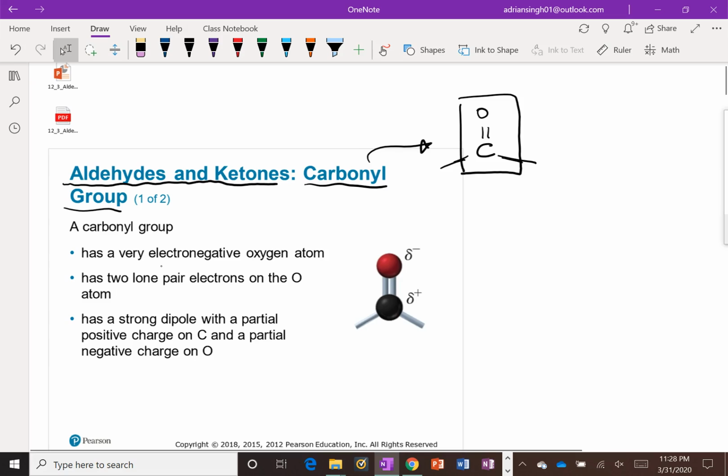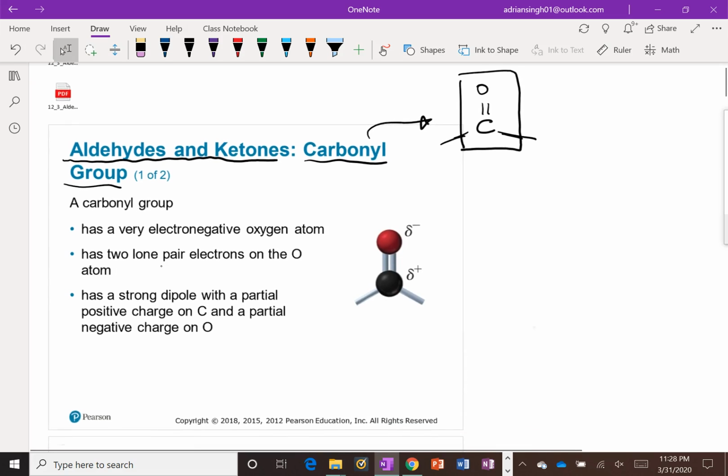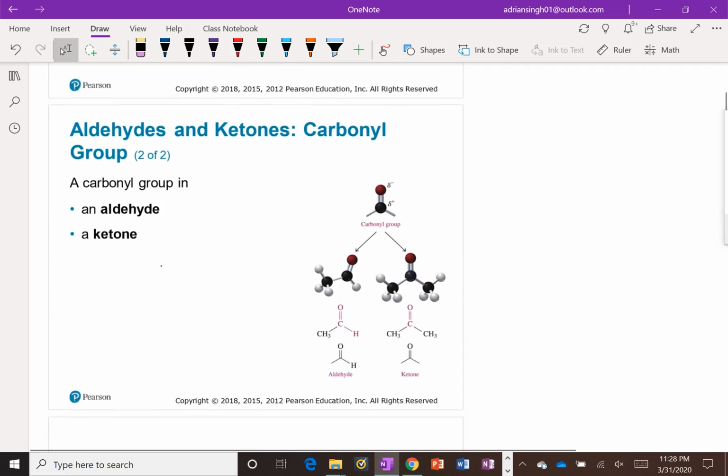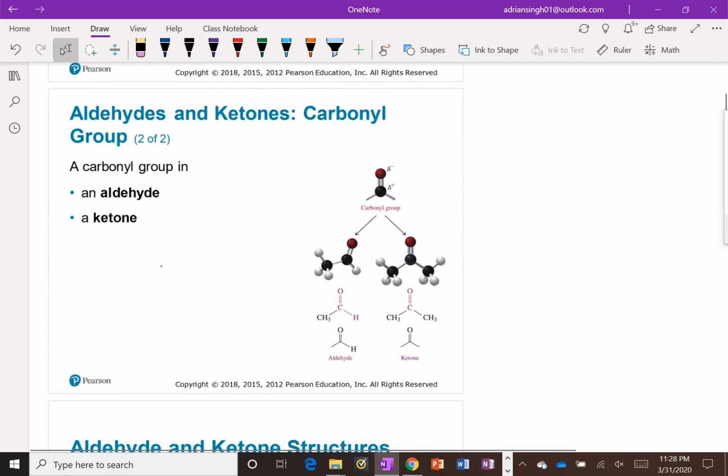As you can imagine, the carbonyl is a polar group because the oxygen is more electronegative than the carbon, right? So there's going to be a dipole going towards the oxygen in that bond. And don't forget also that there's two lone pairs on that oxygen atom. So the carbon in the carbonyl would have a slightly positive charge. The oxygen would have a slightly negative charge. So both the aldehydes and ketones are going to have that carbonyl group in them.